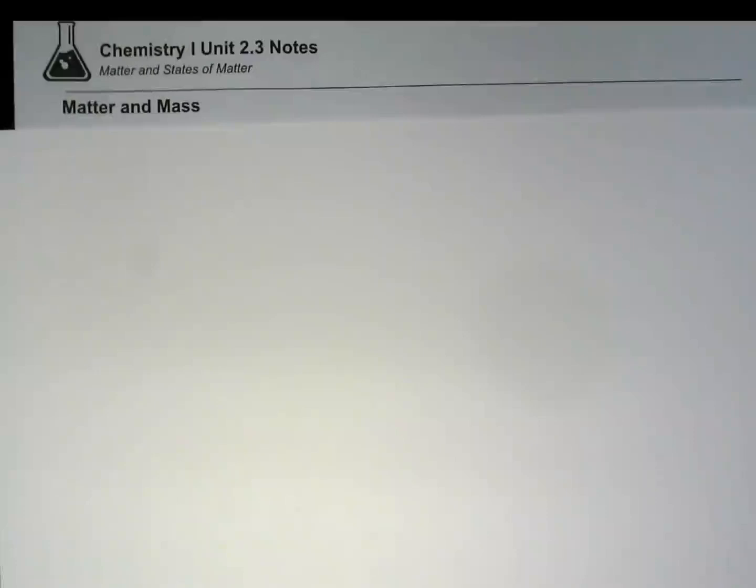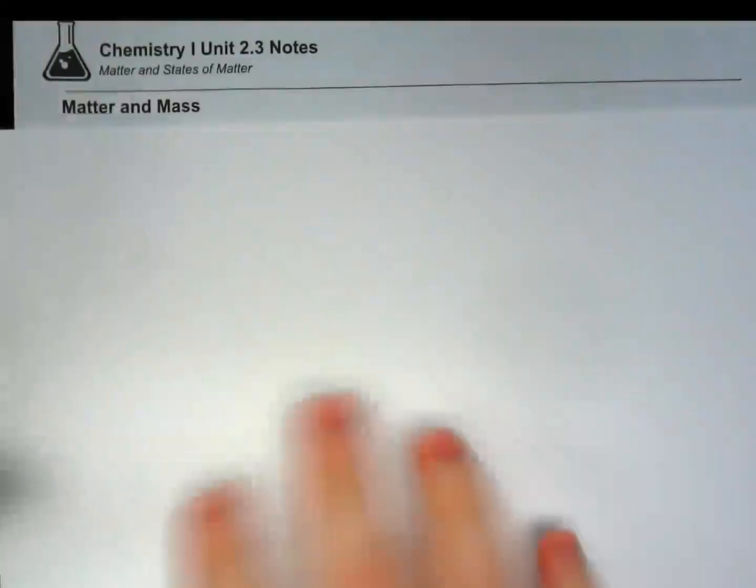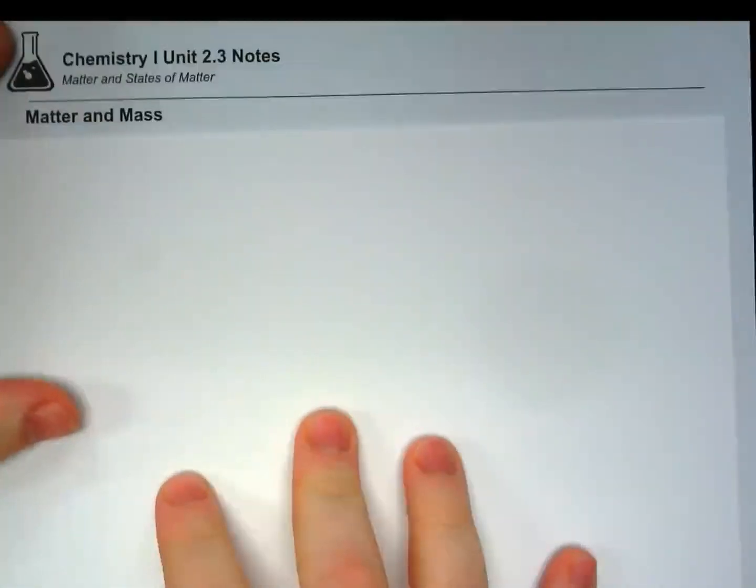This is going to be Chemistry Unit 2.3 notes. These are notes that we're going to be taking in class. These are fill in the blank notes. And just so you are aware, you're probably going to hear a bell in this video as I'm recording this during a passing period. So just be ready for that.